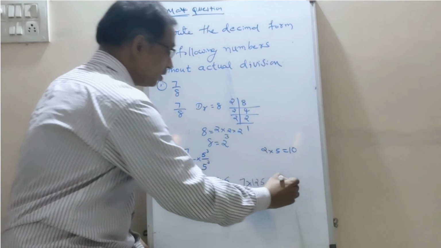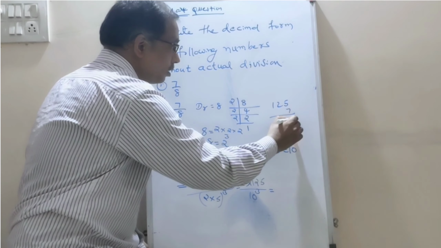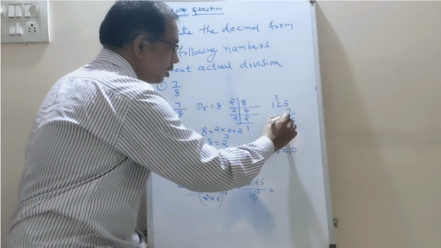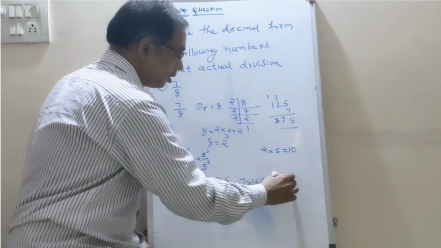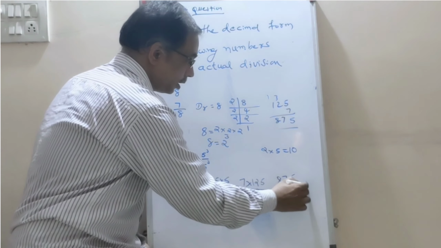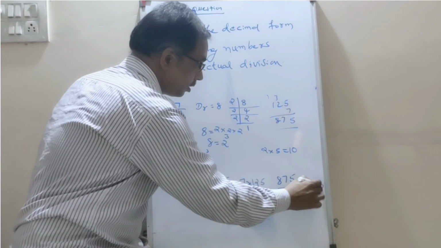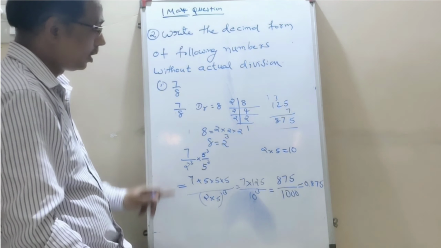And 125 sevens, we can write it as 35, 1470, 875. 875 by 1000. Simply we can write it as 0.875. So without actual division, we can make it like this.